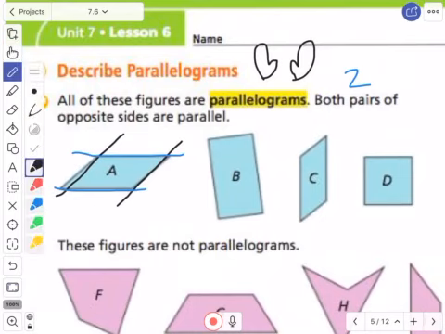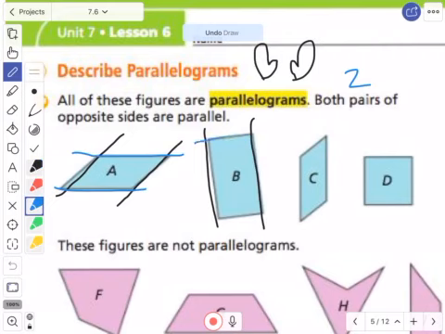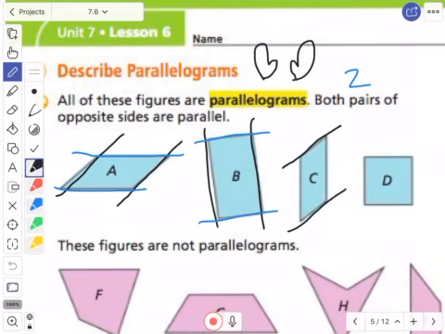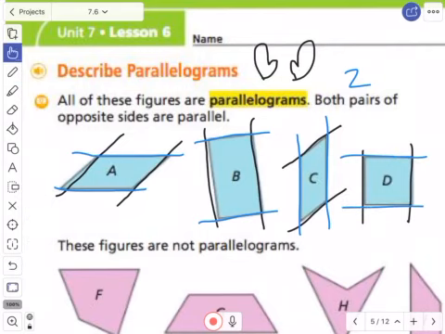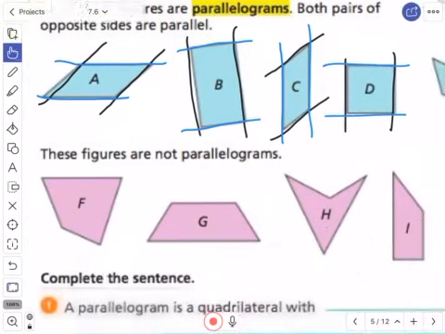And I look at B. This left side and right side are parallel, so that's one pair. Then the top and the bottom are parallel, so that's two pairs of parallel lines. And on C, the top and this bottom are parallel, and this left side and right side are parallel. And even with D, left side and right side are parallel, and the top and the bottom are parallel. So those are all parallelograms, two pairs of parallel sides.